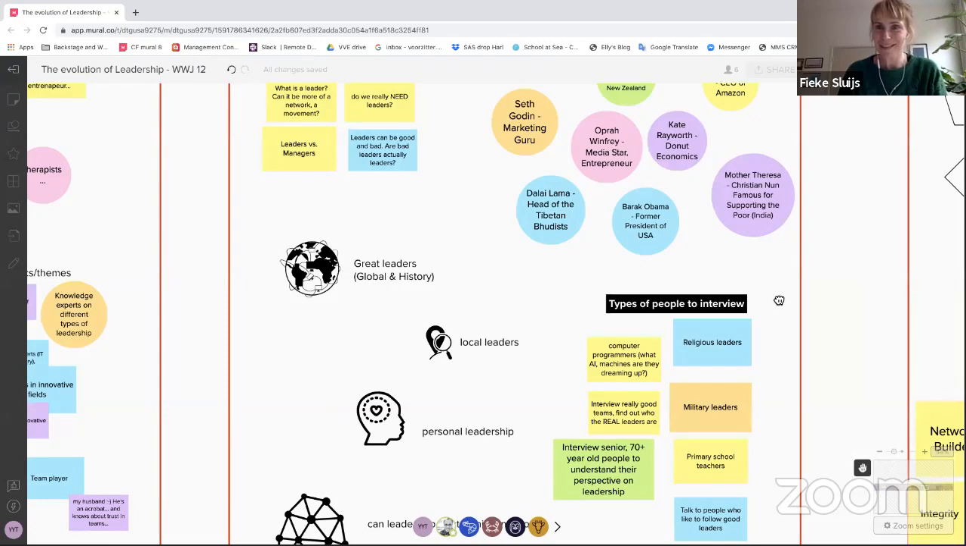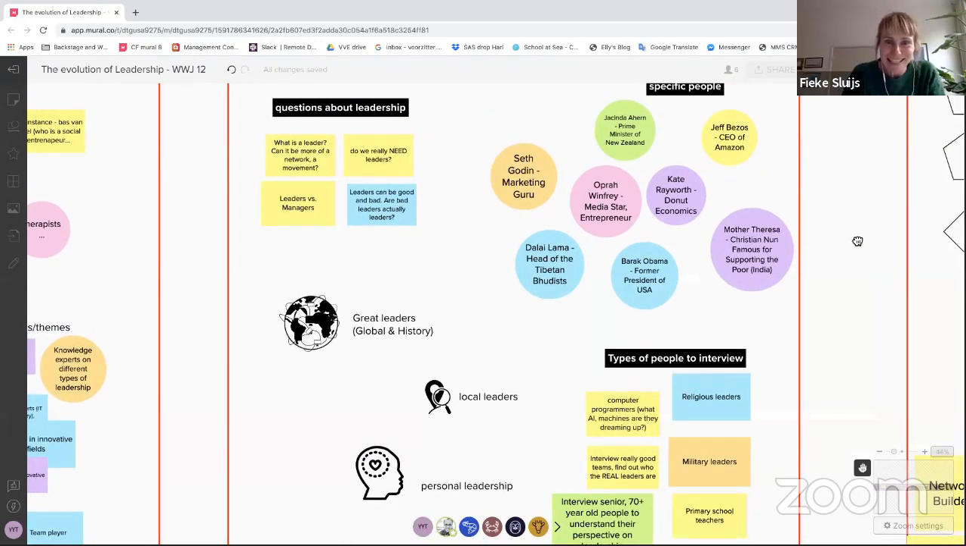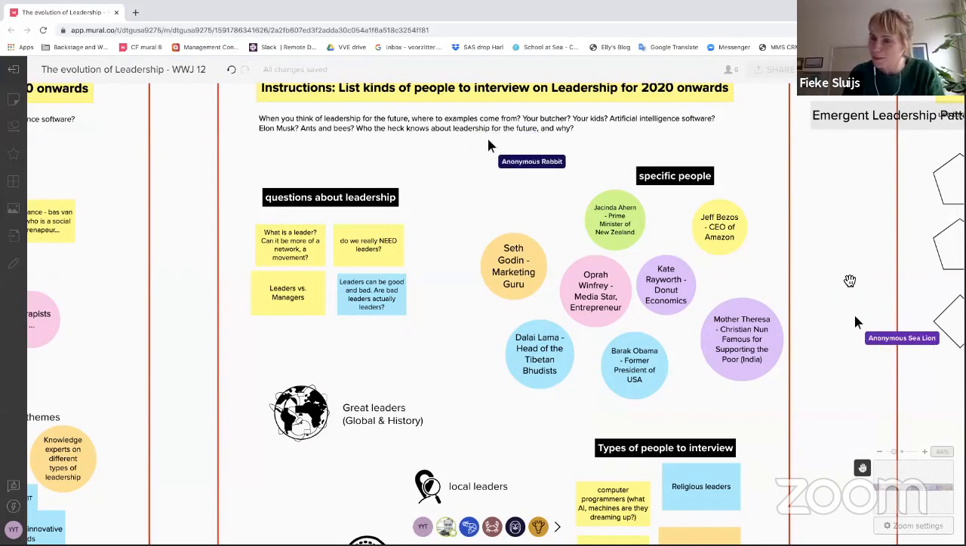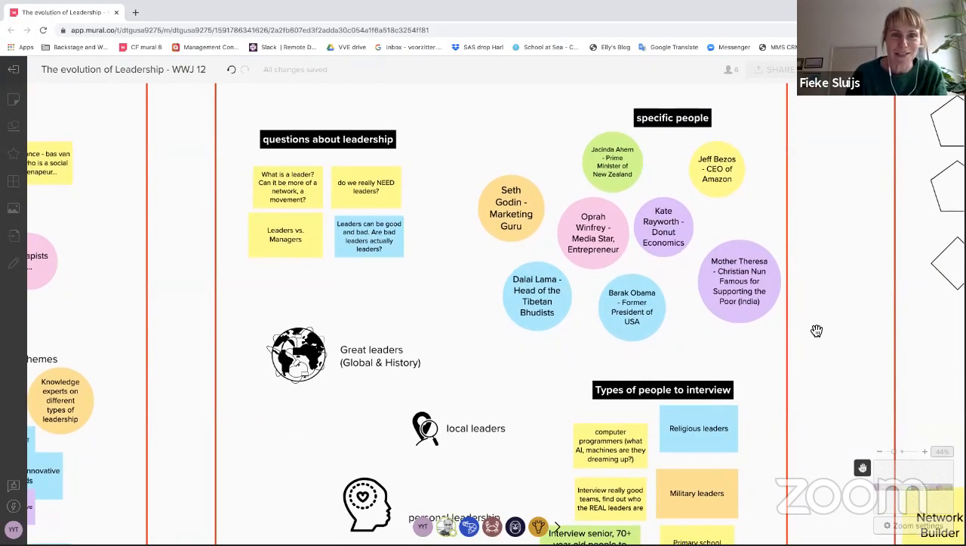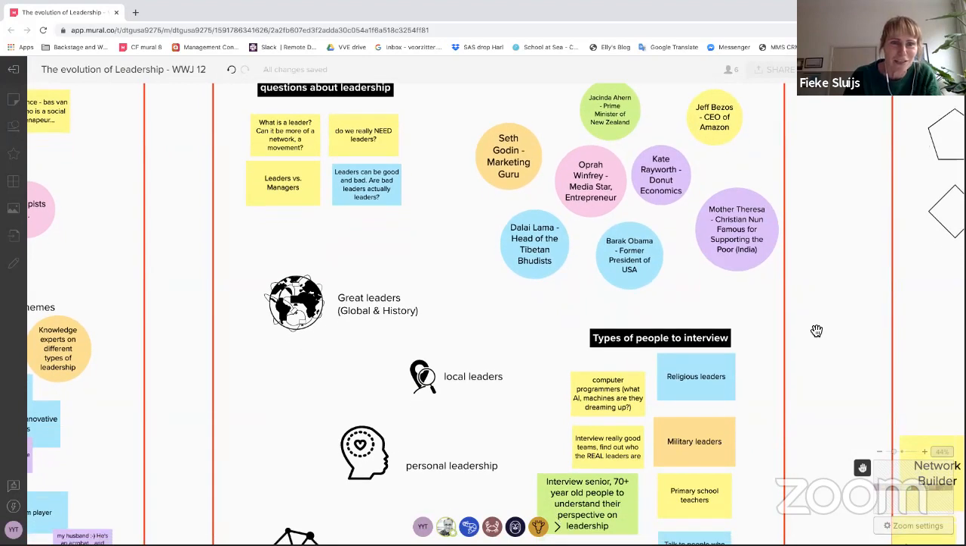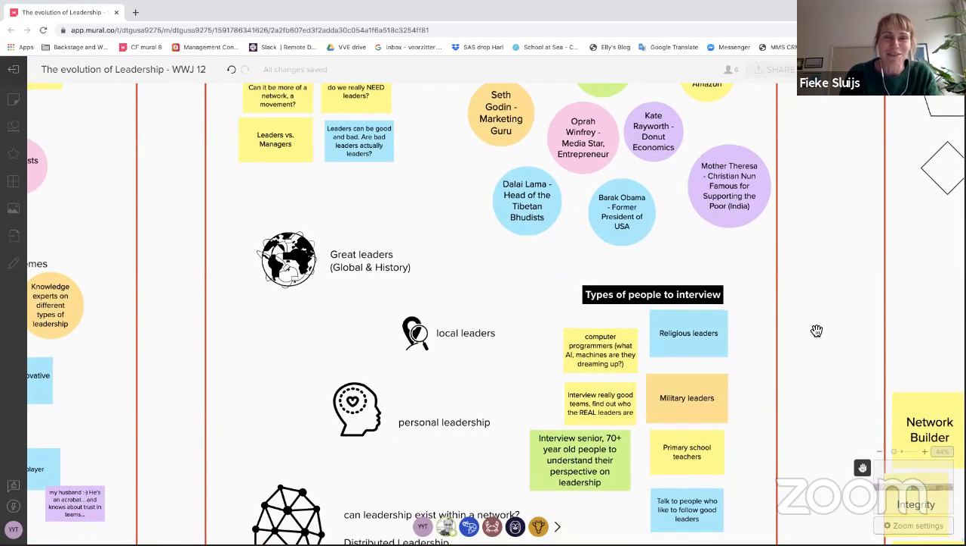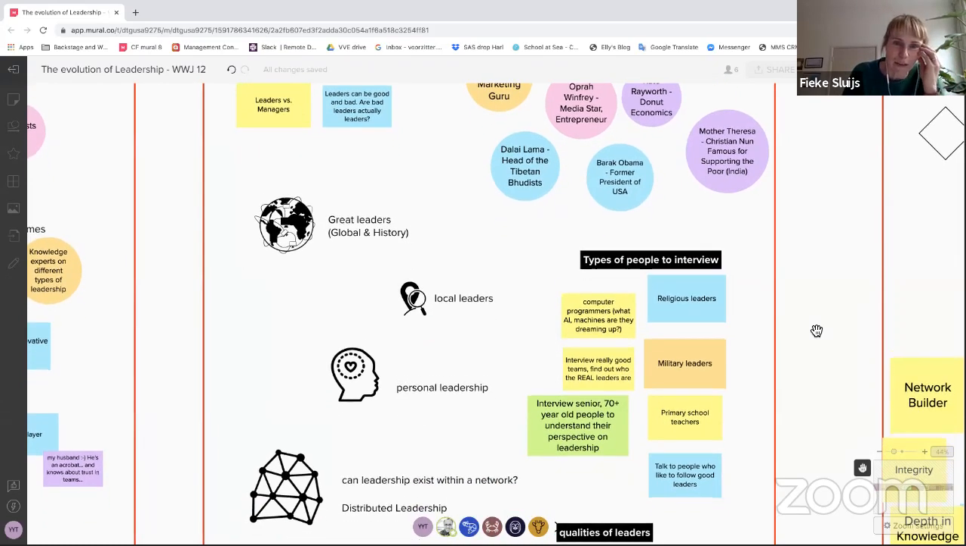Yes, if I can go. I'm Fieke Sluis, and I was together with Mark and Bimbola and Anke in one group. We started mentioning people who we thought were great leaders all around the world and throughout history. And then we asked questions about leadership, because we were inspired by the sentence above, like ants and bees. So not the old version of leadership, but the new version of leadership.